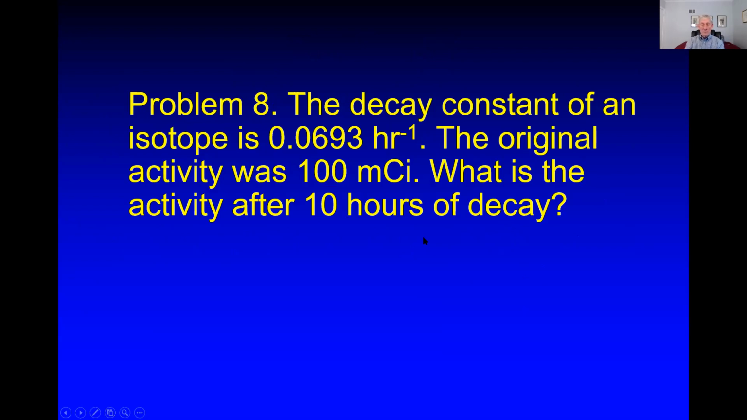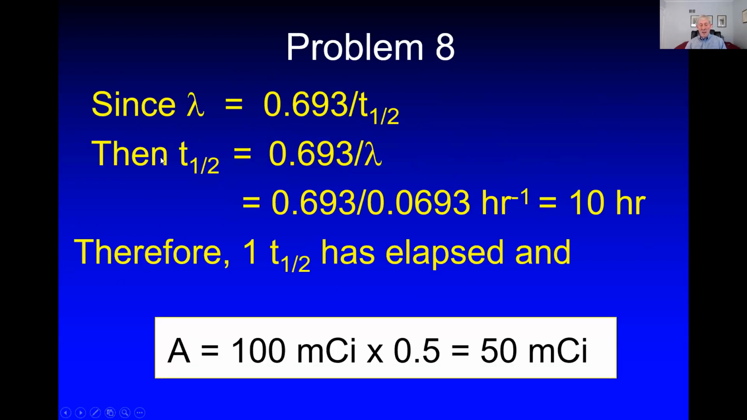Number 8. The decay constant of an isotope is 0.0693 hour to the -1. The original activity is 100 millicuries. What would be the activity after 10 hours of decay? Now, if I first looked at that problem, I would say, that's 0.0693, and lambda has in it 0.693. I think somebody's probably going to cancel. But what don't we know here? We know lambda, but what we don't know is the half-life. So first, we have to calculate the half-life, and here's how we would do that.